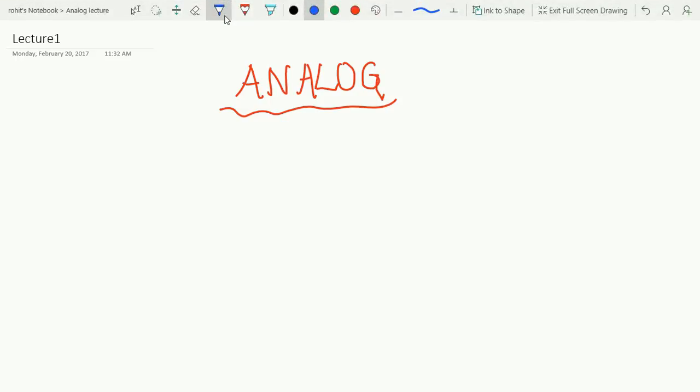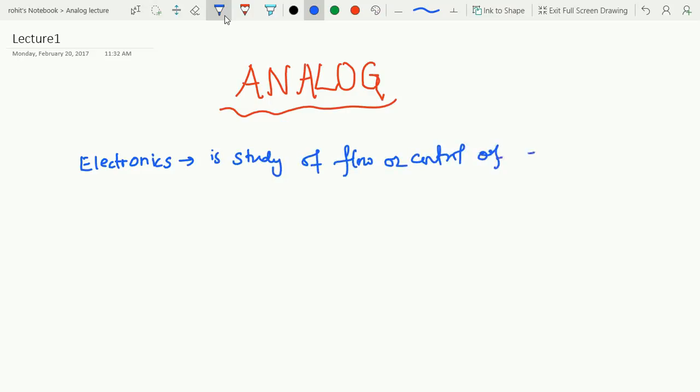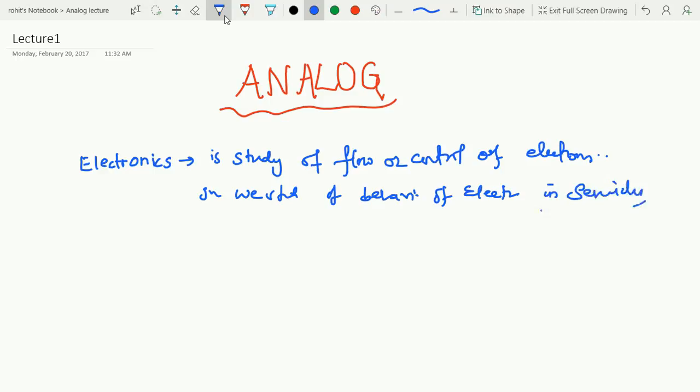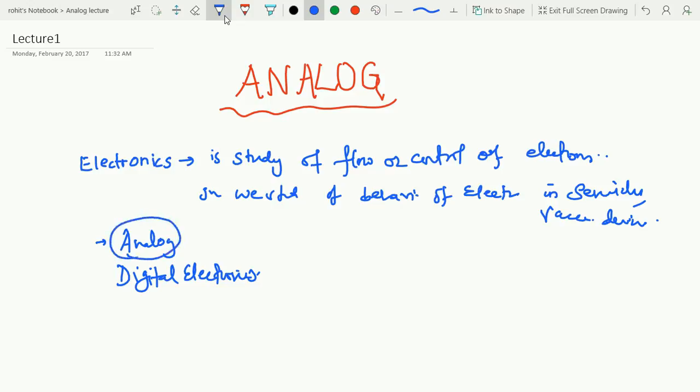First of all, what is electronics? We are electronics engineers, so we should know what electronics is. Electronics is the study of flow or control of electrons. Also in electronics we study the behavior of electrons in semiconductor devices, vacuum tubes, etc. In electronics we have analog electronics and digital electronics. We will be dealing with analog electronics first, and after this we will study digital electronics.